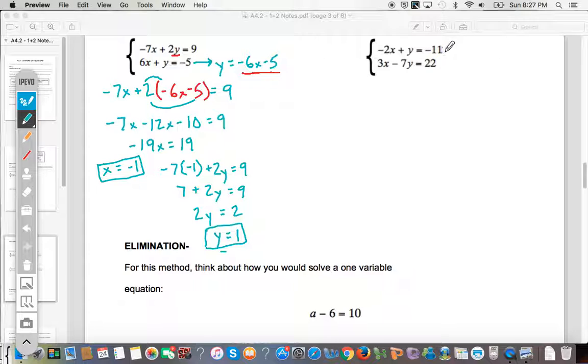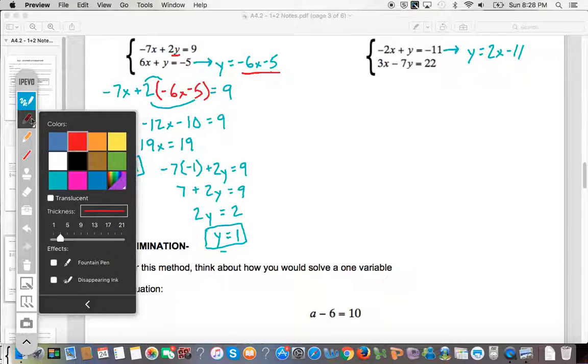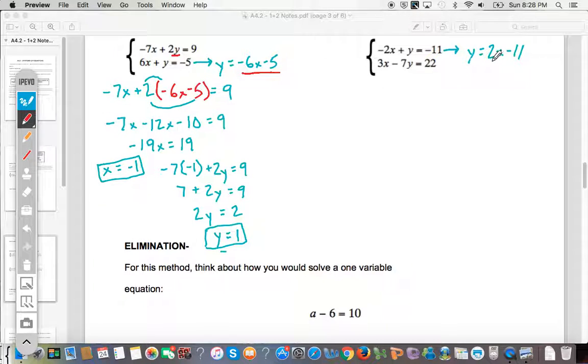So I'm going to solve for that y. So I'll add 2x over here. So I have y equals 2x minus 11. Or you could have -11 plus 2x, doesn't matter. Okay, so I know y equals 2x minus 11. So I'm going to take this 2x minus 11 and plug it in for y down here.